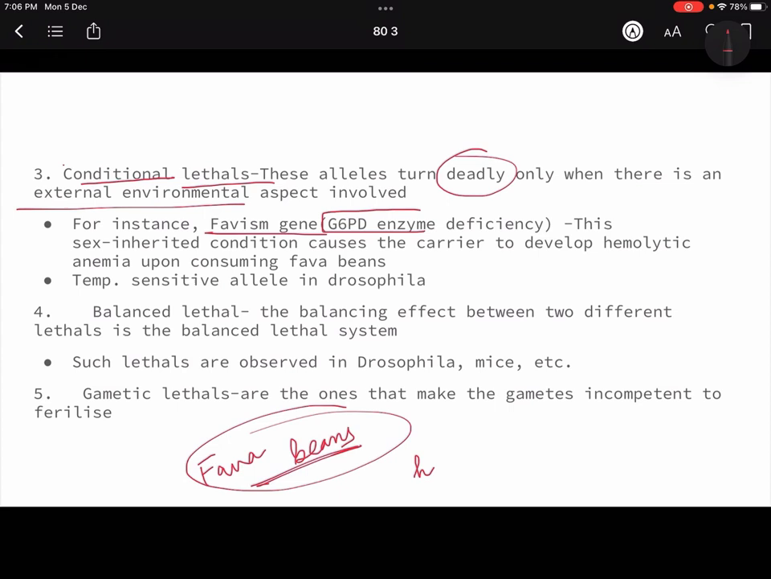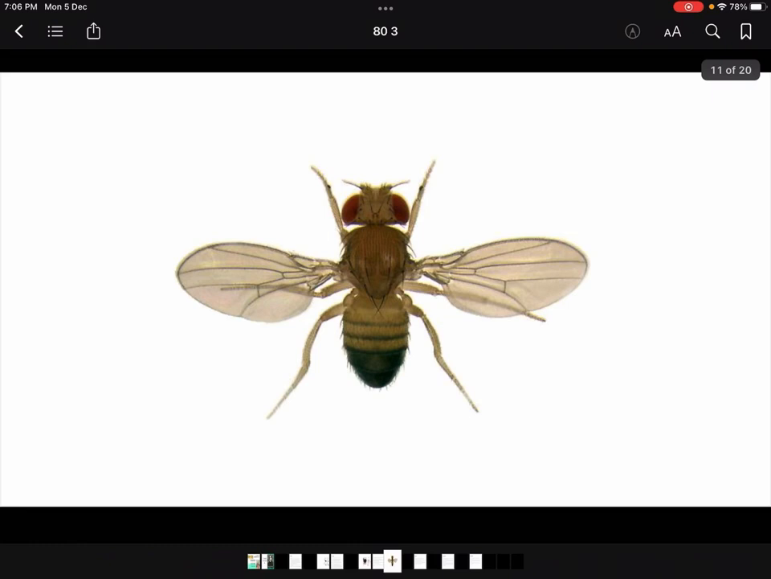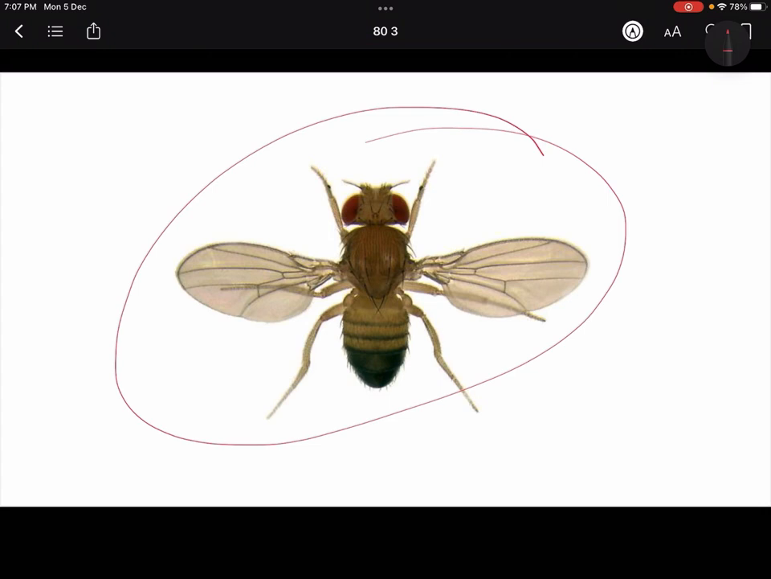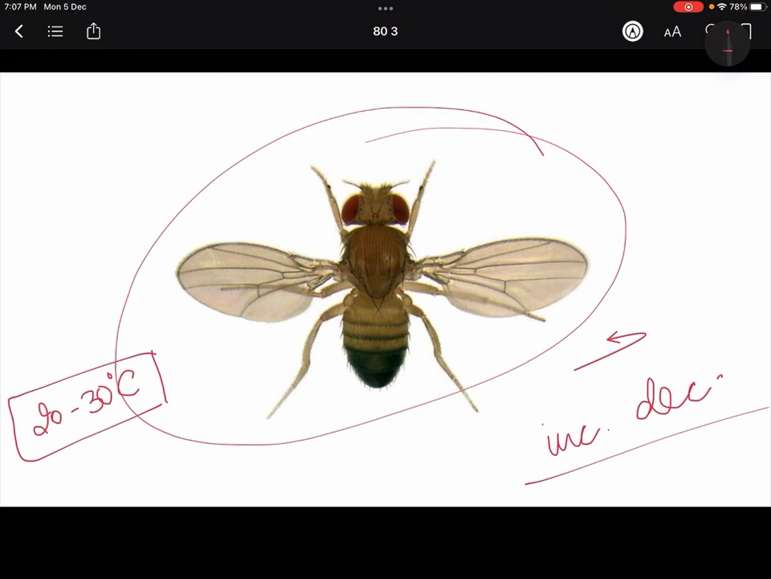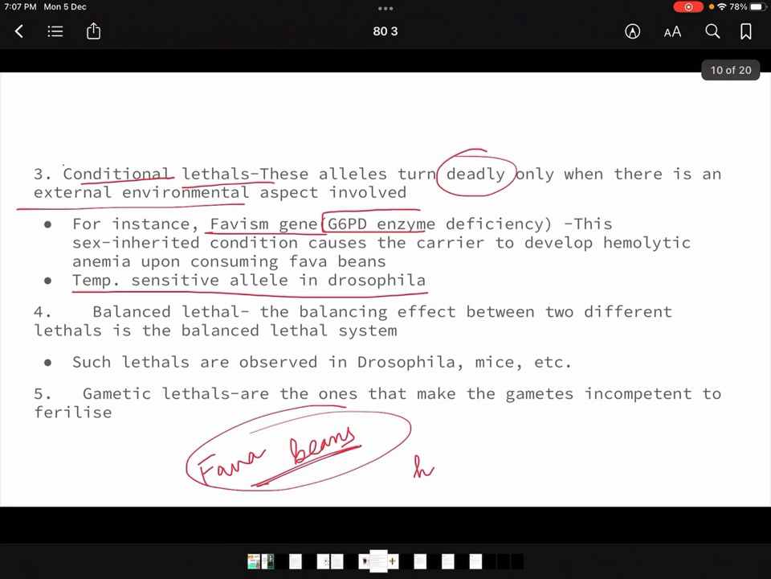So one more example of this is the temperature sensitive allele in Drosophila. Now I'll show you, Drosophila is one of the insects. Okay, so they have a normal temperature in which they survive and reproduce healthily. If that external temperature increases or decreases beyond their adaptability, for example, 20 to 30 degrees Celsius is normal or a conducive environment for them to breed. Okay, if it breaches this limit, they will die. So conditional lethal means if there is a certain external environment that does not suit them, that becomes lethal for them. Okay, so these were conditional lethals.